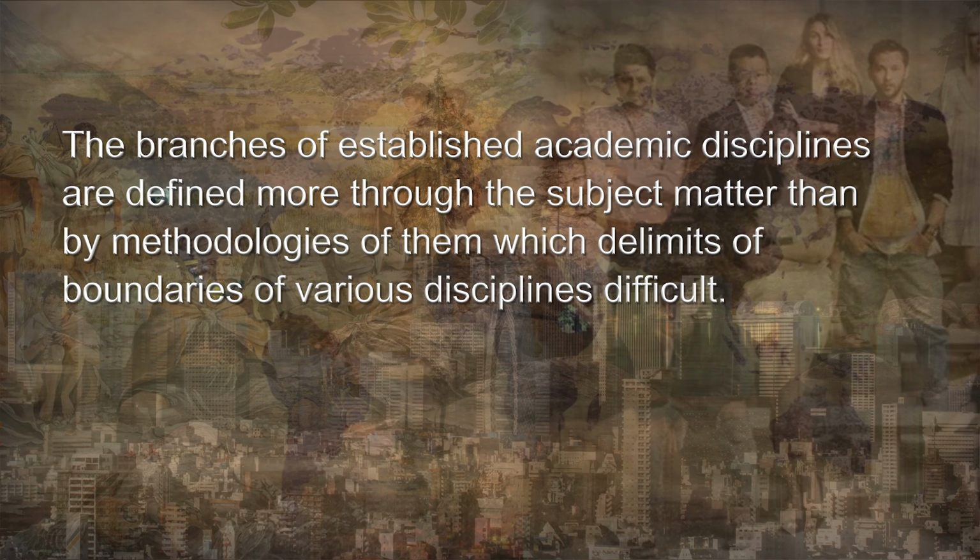Human geography is a broad discipline encompassing numerous geographic subdisciplines or areas of study, as it focuses on the study of patterns and processes molding the actions and activities of human beings on earth and its environment. The branches of established academic disciplines are defined more through their subject matter than by their methodologies, which makes delimiting the boundaries of various disciplines difficult.